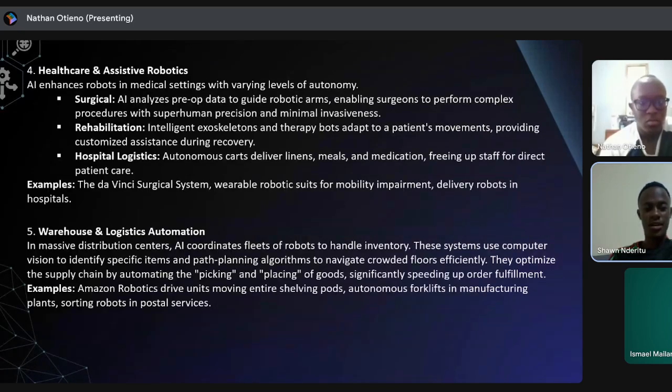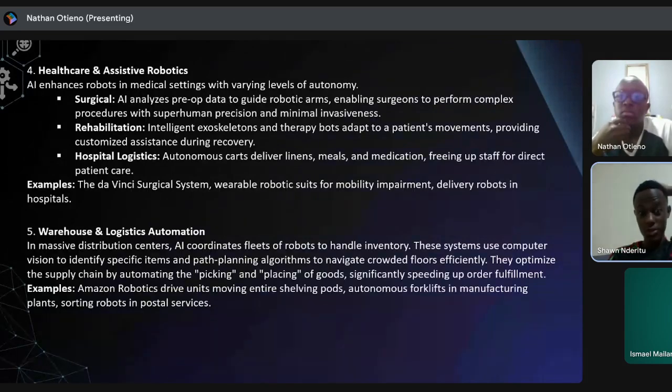Number two, we have rehabilitation. So intelligent exoskeletons and therapy bots adapt to a patient's movement, providing customized assistance during recovery. Then you have hospital logistics. So autonomous carts deliver linens, meals, and medication, freeing up staff for direct patient care. An example we have is the Da Vinci surgical system, wearable robotic suits for mobility impairment, and also delivery robots in hospitals.